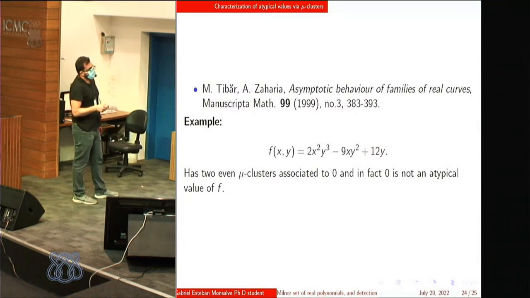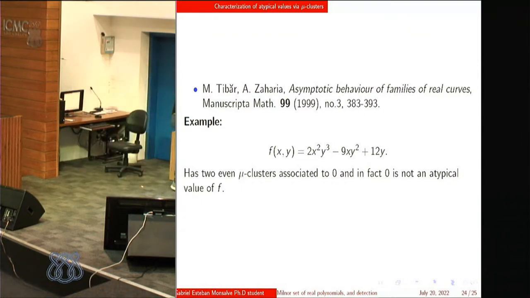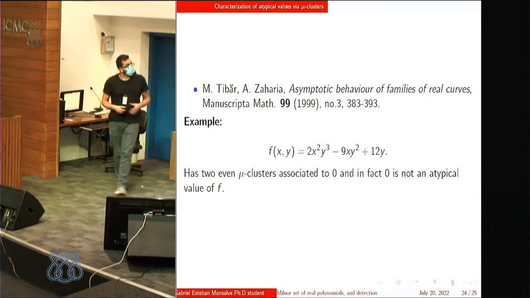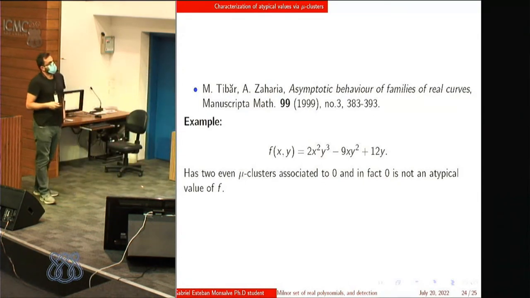In this example, it has an even cluster associated to the value zero. And in fact, zero is not an atypical value, because what is happening is that the fibers having this behavior in here keep going like this when approximating zero. But at the end, at the value zero, it's just going to be one line, so there's no vanishing or splitting, and the value is typical, I mean, it doesn't belong to the bifurcation set.